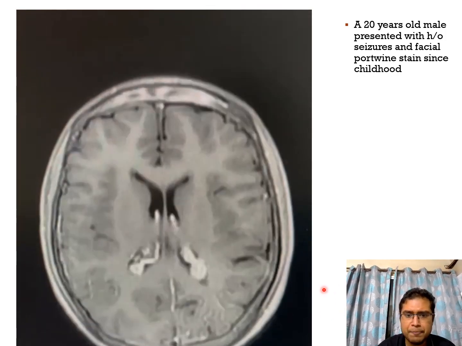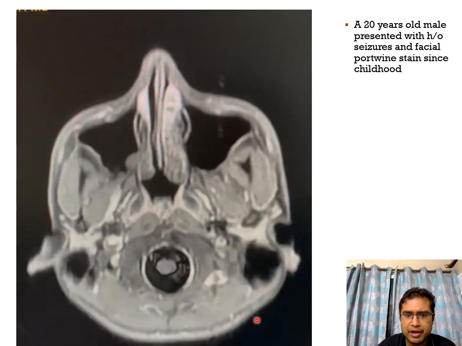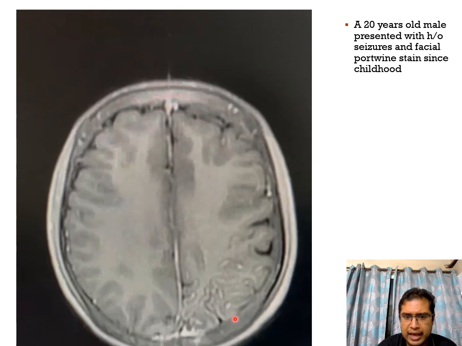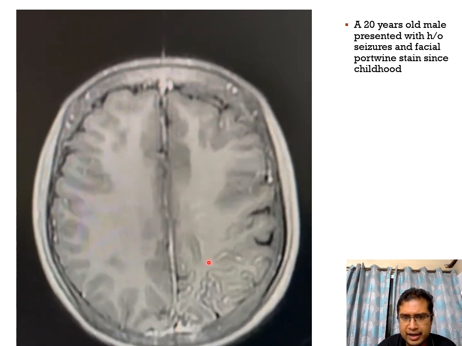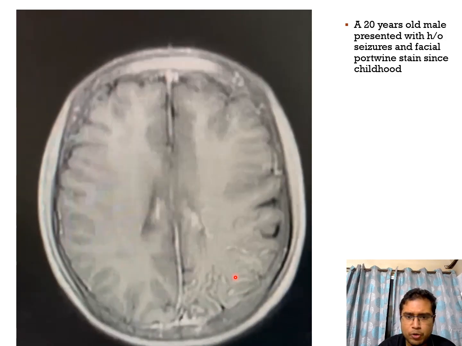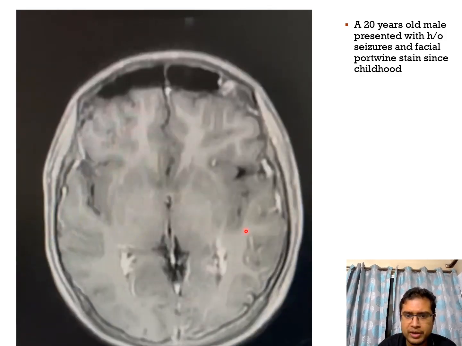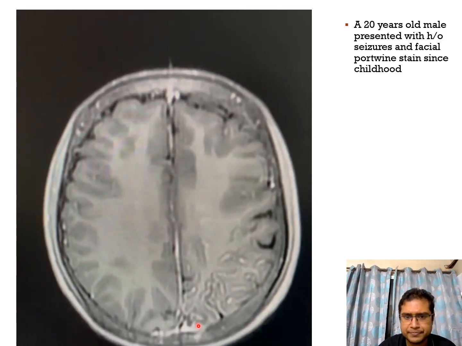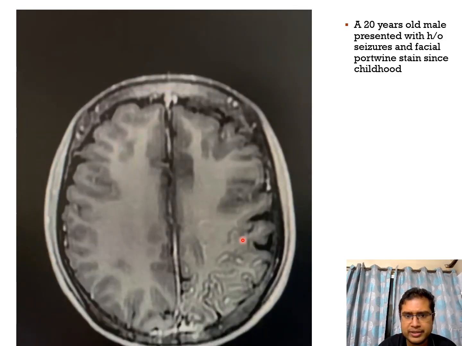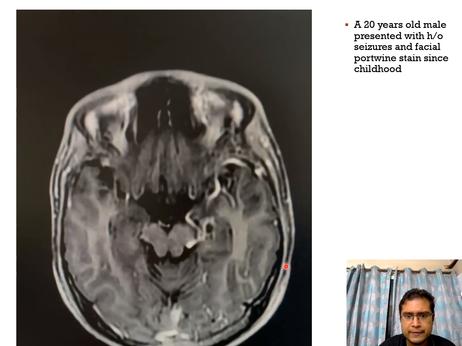Now these are the T1 post contrast images, where we can see that the choroid plexus is a bit enlarged here. Other than that, there are some dilated transependymal veins, and there is abnormal leptomeningeal enhancement seen in this area, and these are the dilated transependymal veins that we can see.